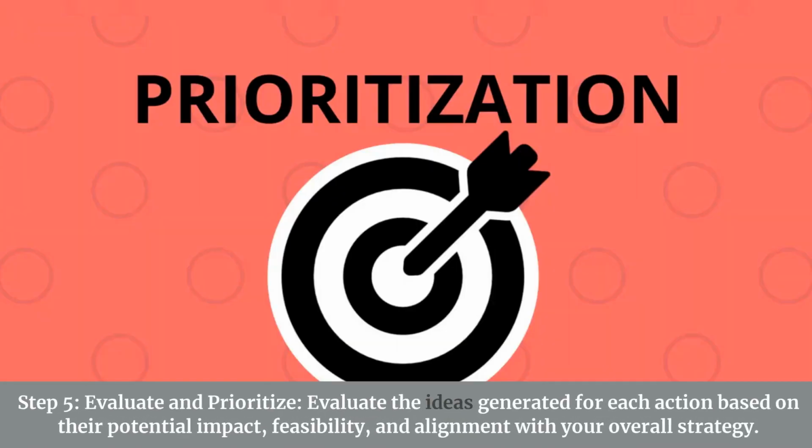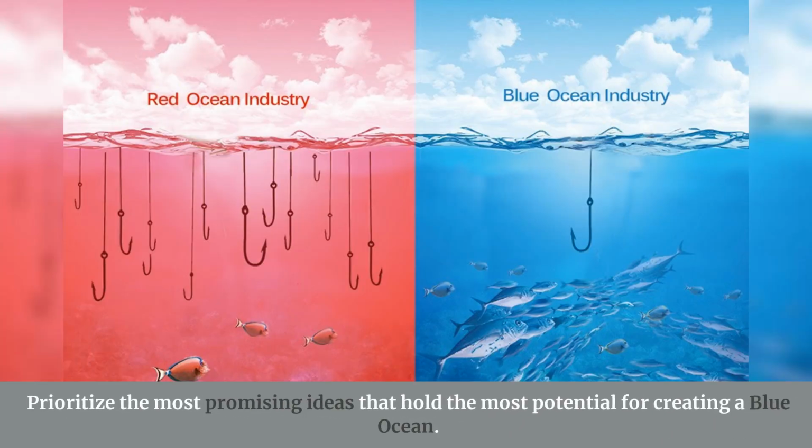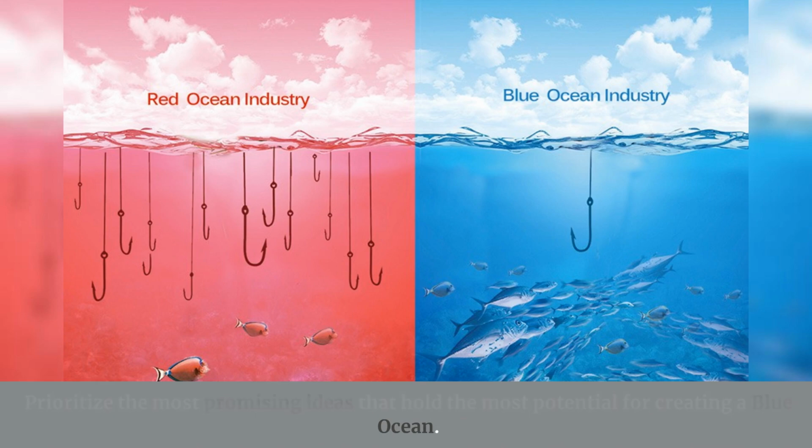Step 5. Evaluate and prioritize. Evaluate the ideas generated for each action based on their potential impact, feasibility, and alignment with your overall strategy. Prioritize the most promising ideas that hold the most potential for creating a blue ocean.